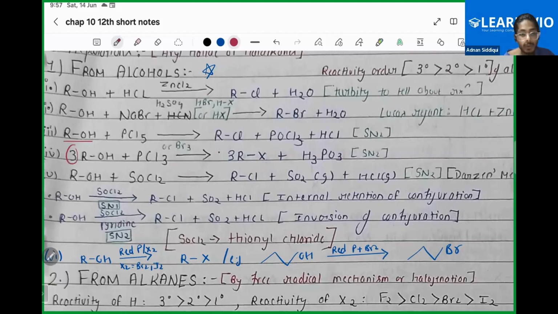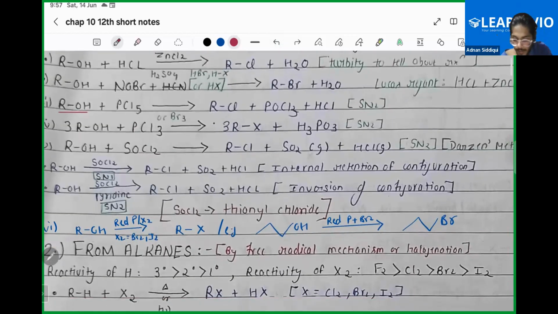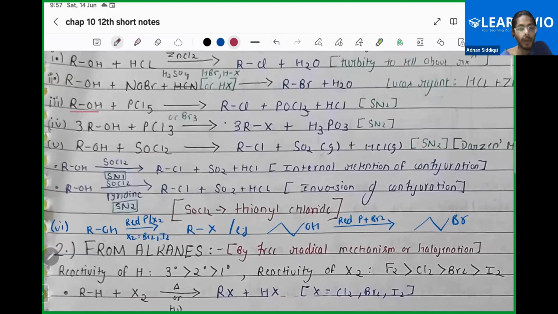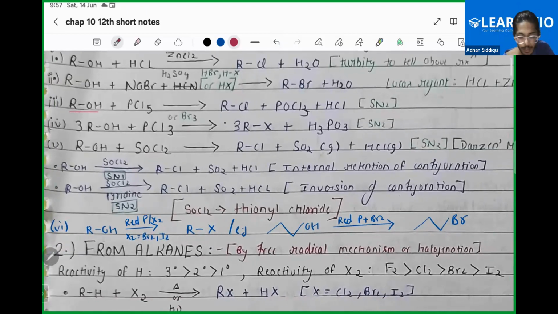But the catch here is, if you are using PCl3, you will have to start with 3 moles of alcohol, 3 ROH, and you will get 3 moles of haloalkane. This is a name reaction, and it is very important, so try to focus on it more. If you have your ROH and you are reacting it with SOCl2.